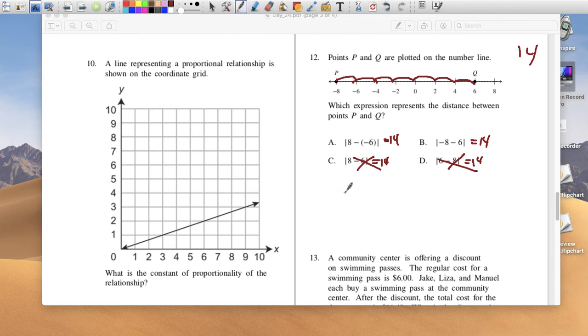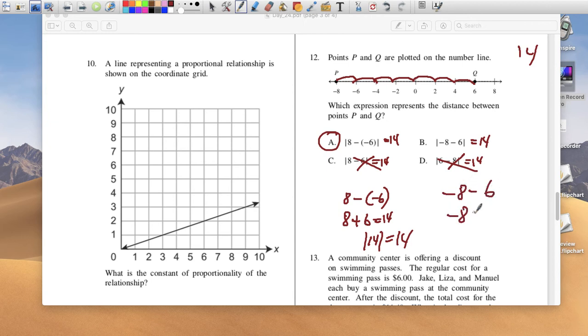8 minus negative 6. So let me write it this way. If you change that to addition, it becomes 8 plus, and the opposite of negative 6 is 6. That gives you 14. So now we have to take the absolute value of 14. What's the absolute value of 14? It's 14. Here's our limit, right? And this one doesn't work because it's negative 8 minus 6.